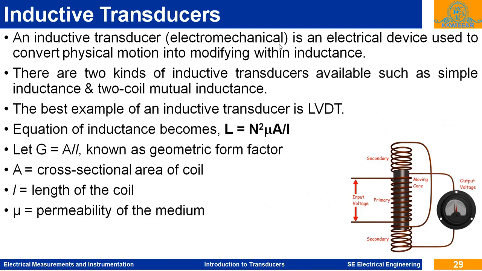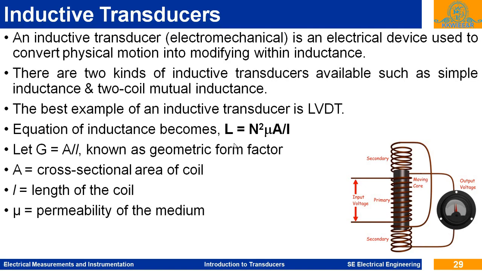An inductive transducer is an electrical device used to convert physical motion into a change within the inductor. There are two kinds of inductive transducers available, such as a simple inductance and two coil mutual inductance. The best example of an inductive transducer is an LVDT.